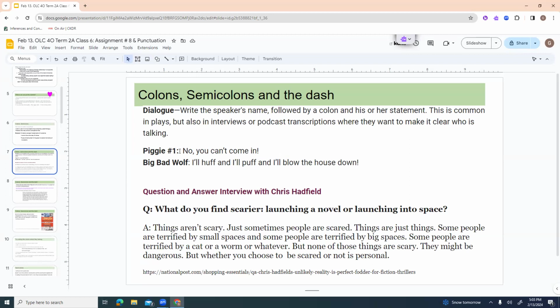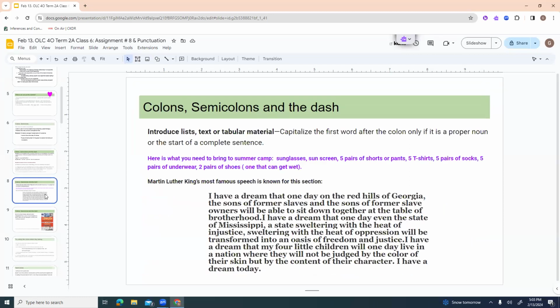So for example, here we've got Piggy number 1: No, you can't come in. Big Bad Wolf: I'll huff and I'll puff and I'll blow the house down. Same thing here, question versus answer, and they've just put a colon afterwards to introduce the conversation.